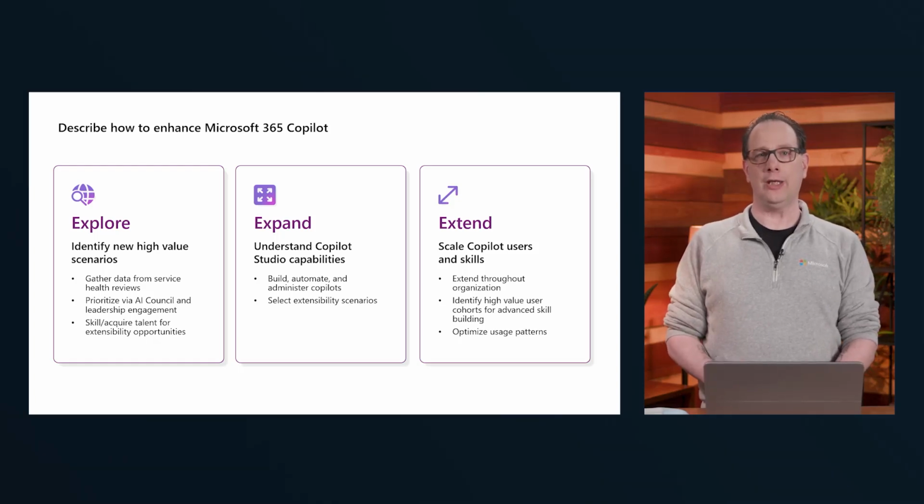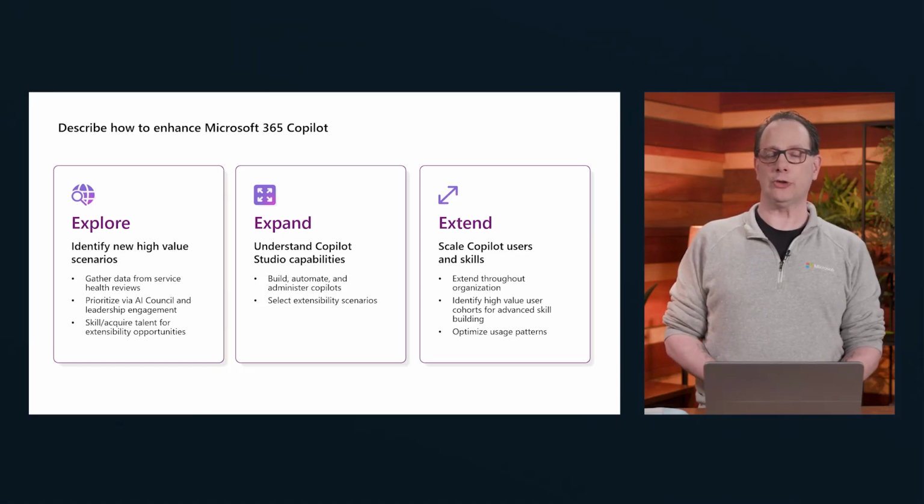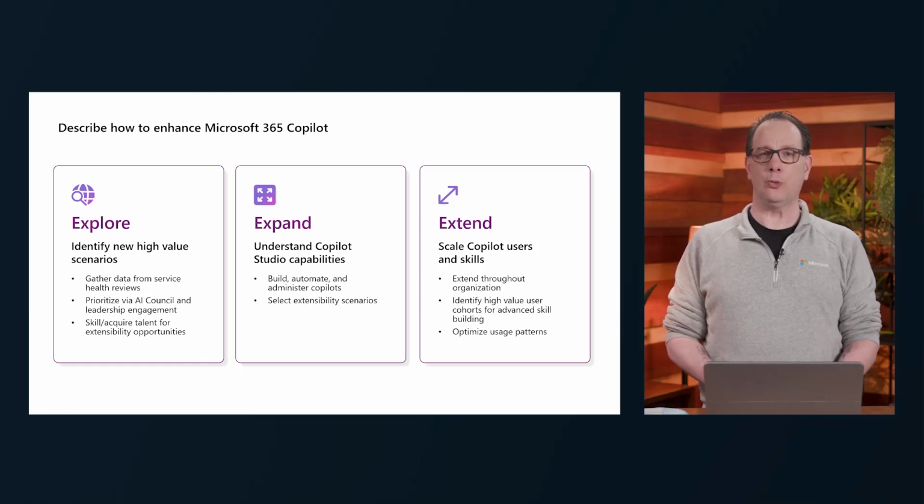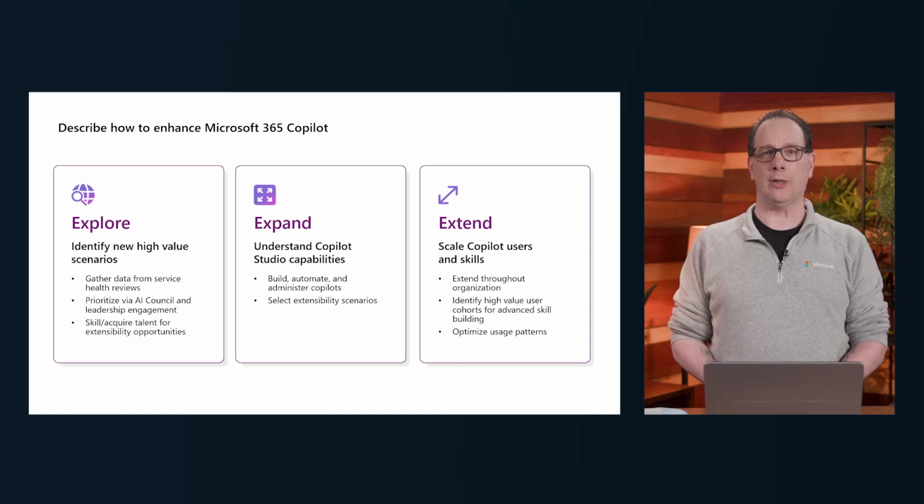And then third, we have the Extend phase. This is where we're going to scale Copilot users and skills, extending throughout the whole organization. Also focusing on identifying high-value user cohorts, allowing you to really advance skill building together. And then last, optimizing usage patterns.